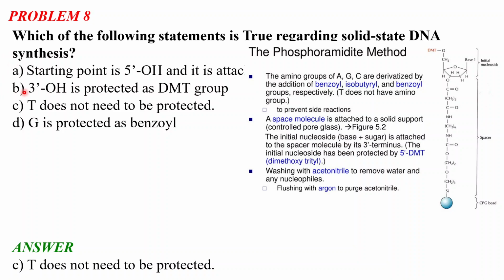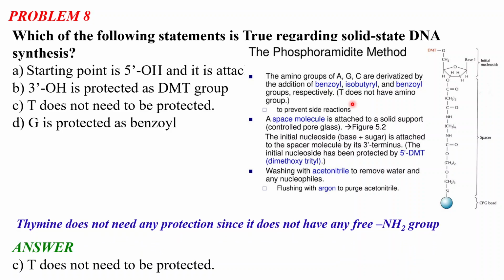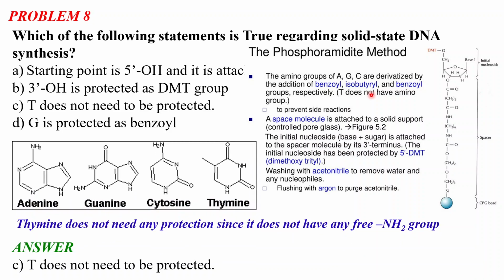So the first two statements are false because the starting point is not the 5' OH; it is the 3' OH that is attached with silica, and the 5' OH is protected as DMT group, not the 3' OH. Now here come the last two statements. In the phosphoramidite method, the amino groups of A, G and C are protected by the addition of benzoyl, isobutyryl and benzoyl groups respectively. This is done to prevent side reactions. Thymine does not have any amino group, so it does not need any protection, since it does not have any free NH2 group.